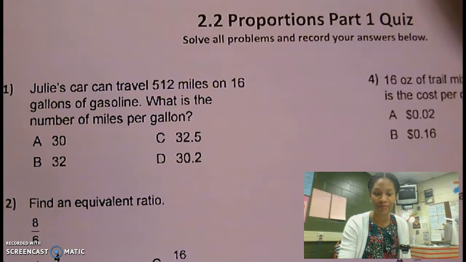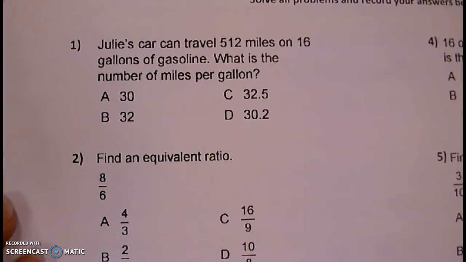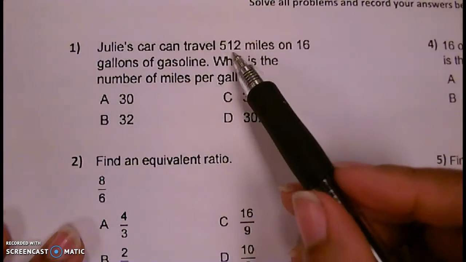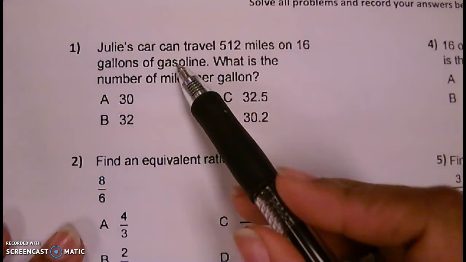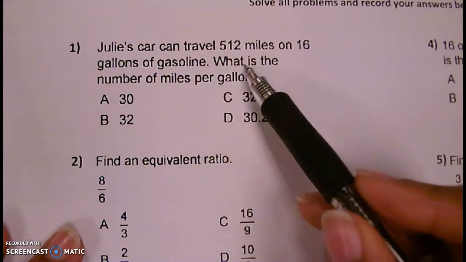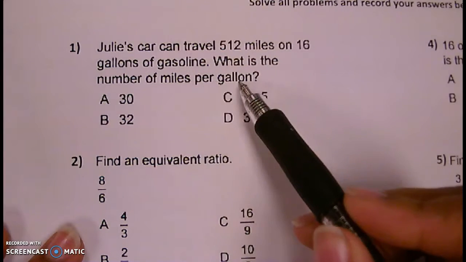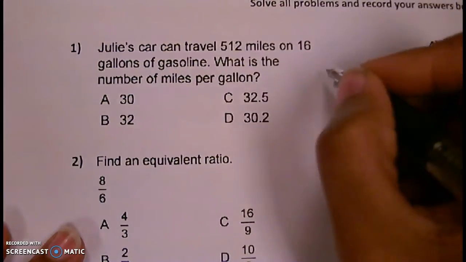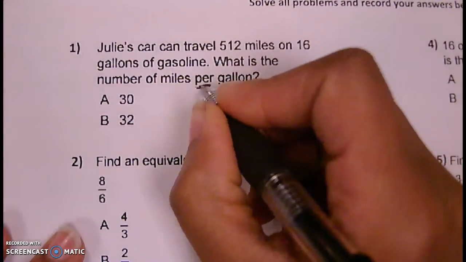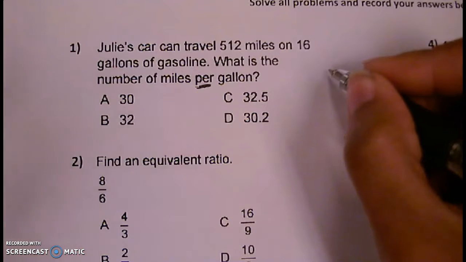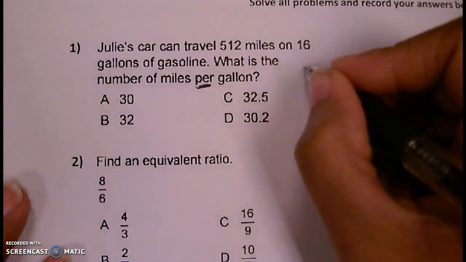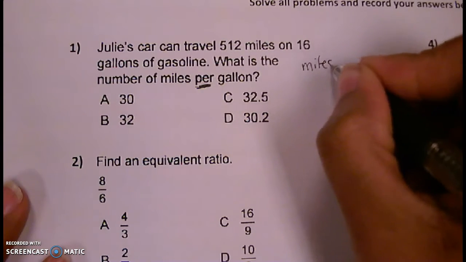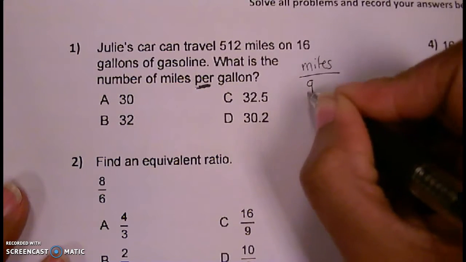Okay, here we go. Number 1, Julie's car can travel 512 miles on 16 gallons of gasoline. What is the number of miles per gallon? So right now, you need to understand that when we see the word per, that means we're going to be setting up a ratio. So that ratio would be miles per gallon.